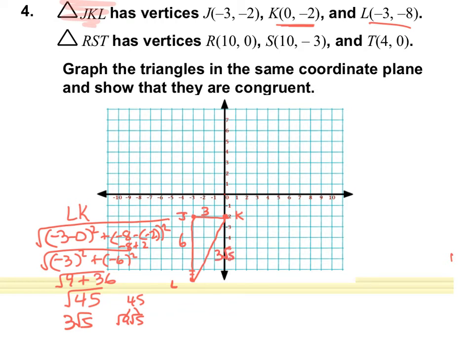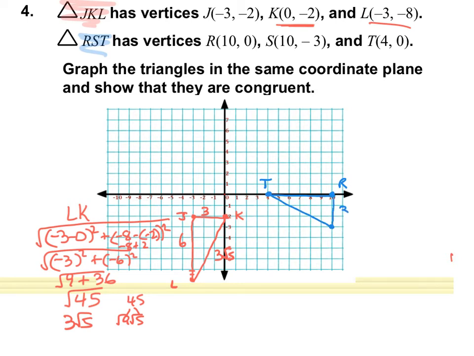Now let me go ahead and graph the other triangle, RST. I could do that one in blue. Let me go ahead and graph those ordered pairs. So R is 10, 0. That's R. And then T is 4, 0. And then S is 10, negative 3. So I'll come over here, put my point, connect my points, create my triangle.